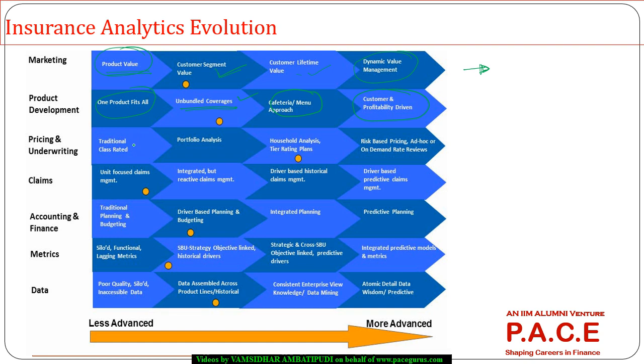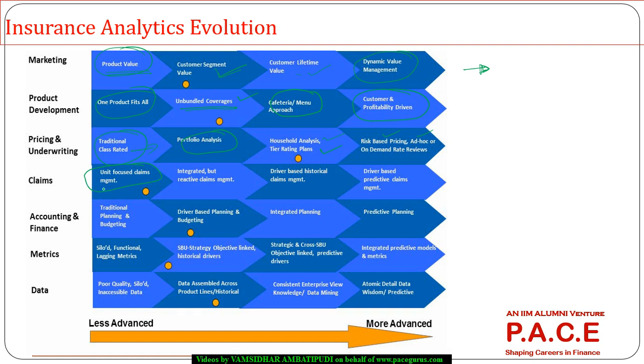When you talk about pricing and underwriting, traditionally it's a class-based rating. Different kinds of classes are identified, and there is one single rate for each class. Then a portfolio analysis is performed on each of the classes. Now, there is even more maturity with respect to household analysis, where the analysis is performed at the household level. Tier-based rating plans have evolved, moving from class-based rating to tier-based rating. But it can very comfortably move towards risk-based pricing and ad hoc pricing, etc.